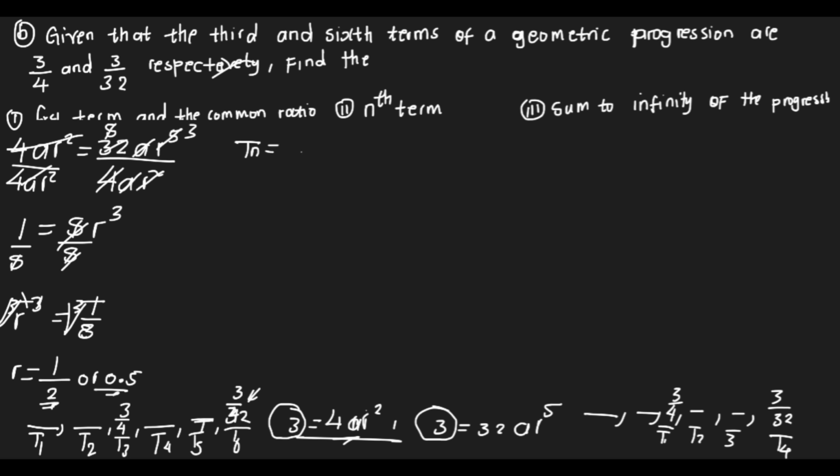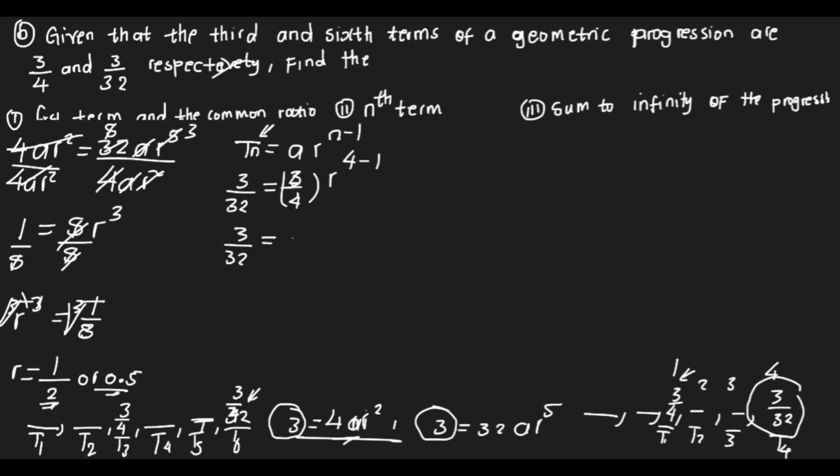So let's solve. Tn is equal to Ar raised to the power n minus 1. Where there is Tn, we substitute with the last term, which is 3 over 32. This is equal to A, our first term in our case. Since we are considering 3 over 4, we put 3 over 4. Our common ratio we don't have. We consider first term, second, third, and fourth term, so we only have 4 minus 1. So here we have 3 over 32 is equal to 3 over 4 R raised to the power 4 minus 1, which is 3.